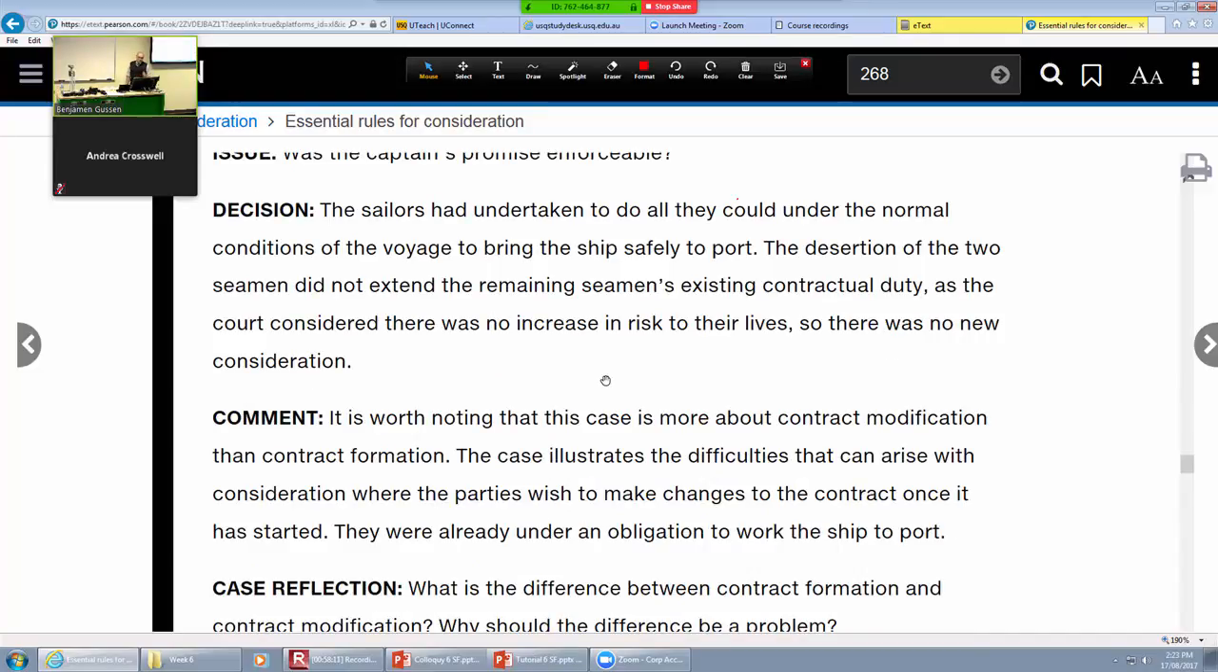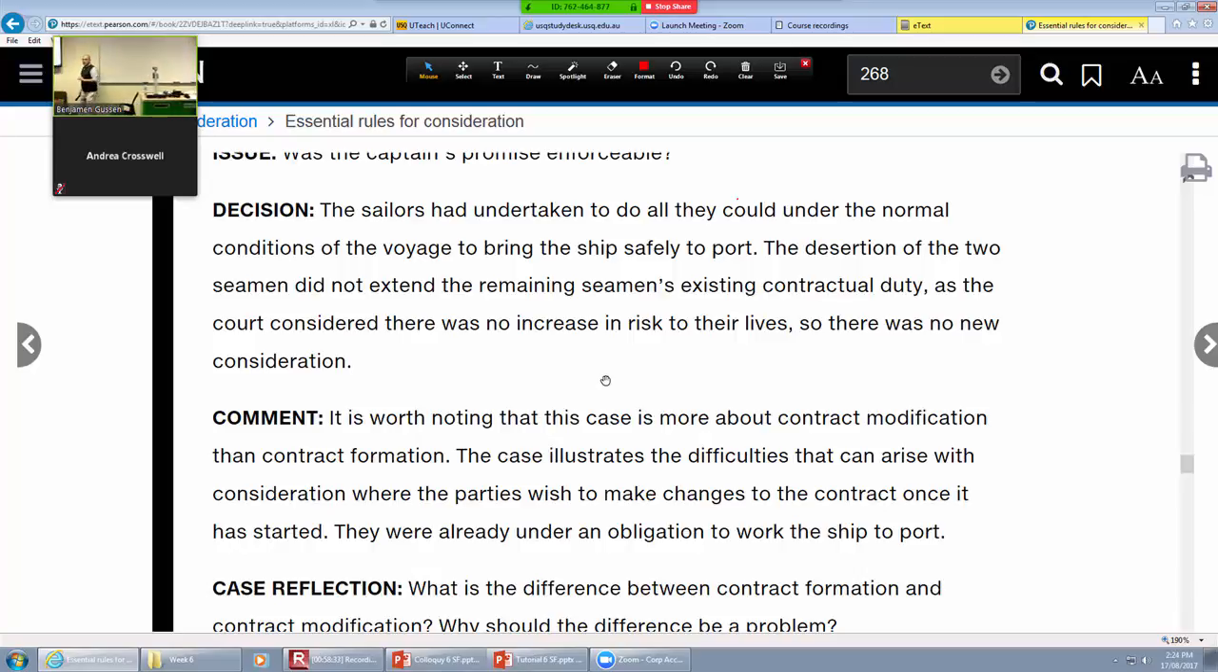No. Why? The sailors had undertaken to do all they could under the normal conditions of the voyage to bring the ship safely to port. The desertion of the 2 seamen did not extend the remaining seamen's existing contractual duty, as the court considered there was no increase in risk to their lives.